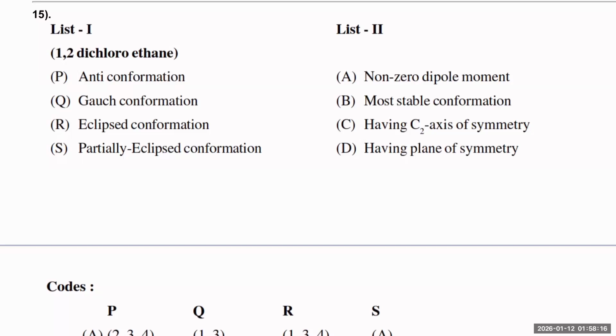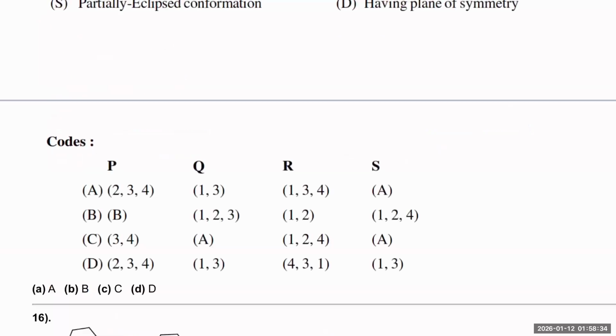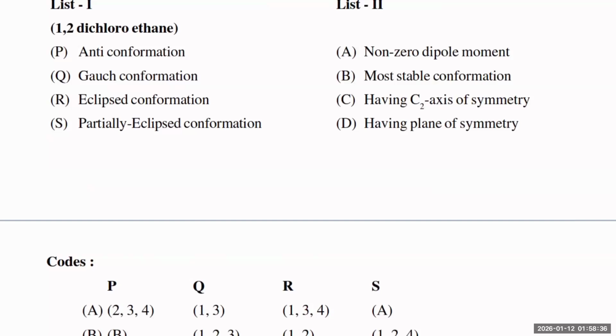Next. Check out the 15th one. It is making an anti-conformation. Okay, so I need to check which of the options is more appropriate. Correct. So if it is option A, whether it is matching with the codes here, A, B, C, D, which of them are matching. Let's see one by one.